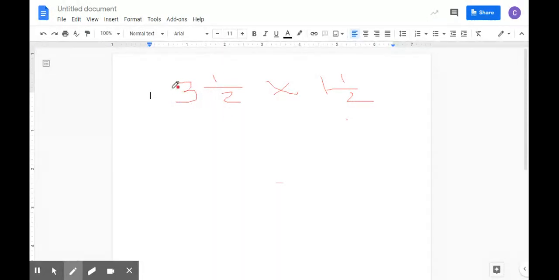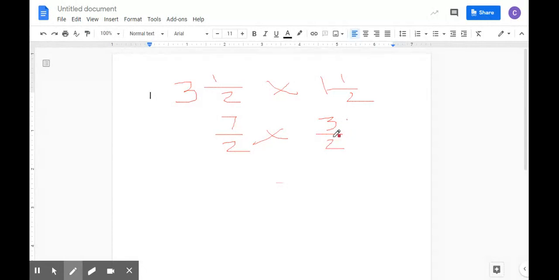So we have to do 3 times 2 plus 1. So what is 3 times 2? Plus 1. So we get 7/2. Okay, we keep the multiplication for now. And then this one we do 1 times 2 plus 1. 3. So we get 3/2. Now we just multiply it out. But I'm going to look to see if I can simplify before I multiply. So is there anything I can do with 7 and 2? What about 3 and 2? No. So we just multiply.